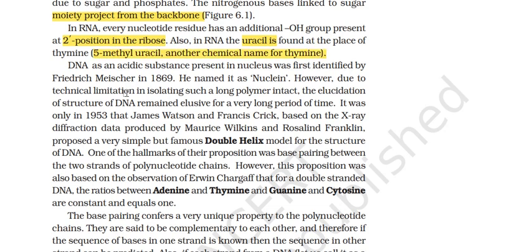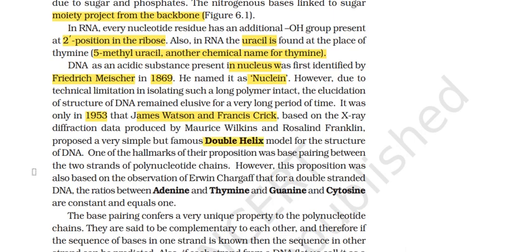DNA as an acidic substance present in nucleus, deoxyribonucleic acid होता है. It was first identified by Friedrich Miescher in 1869. He named it as nuclein. So nuclein term was used by Miescher first. Fine. So however, due to technical limitation in isolating such a long polymer intact, the elucidation of structure of DNA remained elusive for a very long period of time. But सबसे पहले, the presence of an acidic substance inside the nucleus, it was first given by Miescher, and he called it nuclein. Fine. It was only in 1953 that James Watson and Francis Crick, based on the X-ray diffraction data produced by Maurice Wilkins and Rosalind Franklin, proposed a very simple but famous double helix model for the structure of DNA.